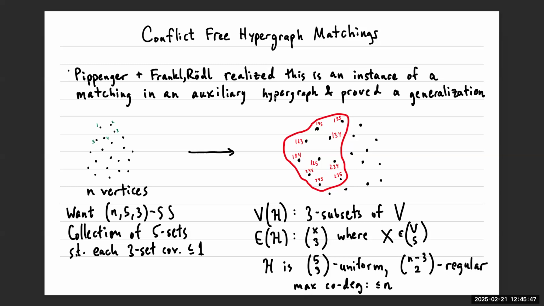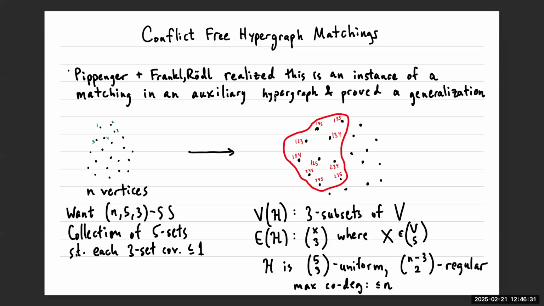And what are its edges? For each 5-subset, look at all the 3-subsets contained within it and draw an edge around those. That's what I did here: I drew this red edge around all the 3-subsets of 1, 2, 3, 4, 5. So you're going to have lots of edges. This thing is (5 choose 3)-uniform. Every edge has 5 choose 3 many vertices in it. And it's (n-3 choose 2)-regular.